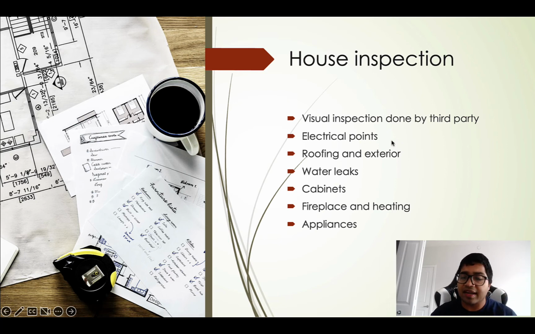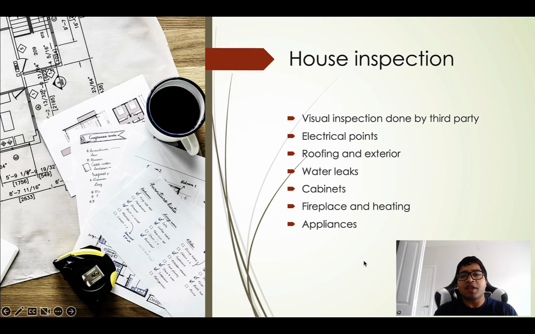They check all the electrical points, if they are working or if they have something wrong with them. They check the roofing and the exterior, right? Like what is the wear and tear on that, how is the roof structured, right? They'll check for water leaks, if any. They check the cabinets, if the cabinets are good, if they're off hinge, or if there is some damage to the cabinets. They check the fireplace and heating, if the fireplace is working, if the heating is working in the house, and they check all the appliances if they're working or not.